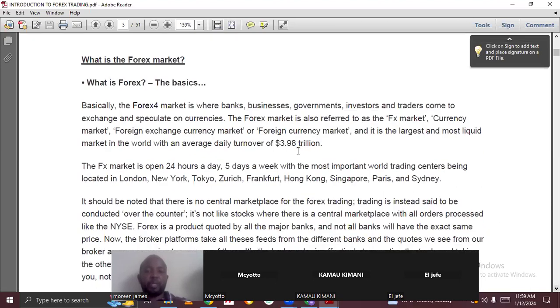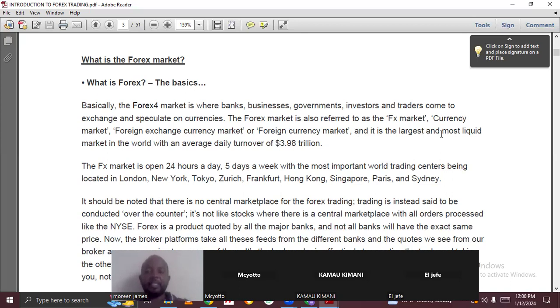So basically, the Forex market is where banks, businesses, governments, investors, and traders come to exchange and speculate on currencies. So for you to use shillings, or for a guy who comes from abroad, let's say a tourist, when they come here, they're able to exchange their dollars. They cannot go to the hotel or do business here with dollars. They have to go to the bank and exchange their dollars to shillings. So when they do that, they're taking part in the Forex market. It is also referred to as the FX market, currency market, foreign exchange market, or foreign currency market.